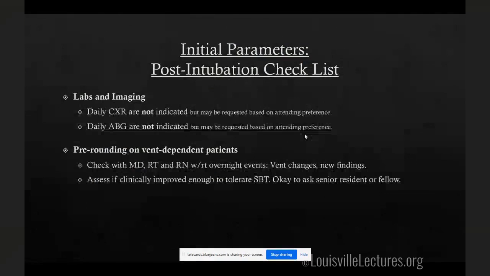And what should you know when you're rounding on a ventilated patient? Well, check with the overnight team to make sure that there's no crazy event that happened overnight, like the patient desaturated and is on tons more support. Discuss with the RT if there's any changes from their perspective, specifically secretions. Check with the RN. How are they doing with sedation? Are they up, down? Are they the same? Are they neurologically responsive?